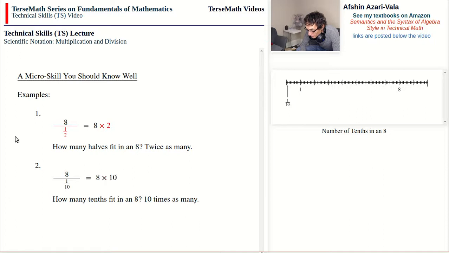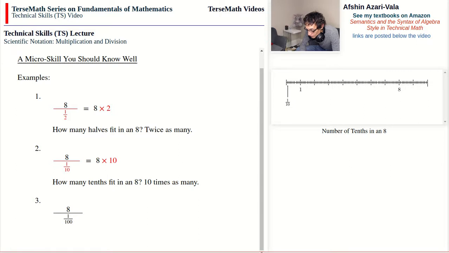And again, you notice that division by 1/10 turns into multiplication by 10. And therefore here's a highlighted version of that. Division by 1/10 becomes multiplication by 10. And we can go on like this. We can divide 8 by 1/100, and that means how many hundredths fit in an 8, and the answer would be 100 of them. So division by 1/100 turns into times 100.